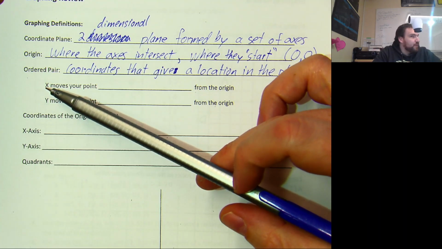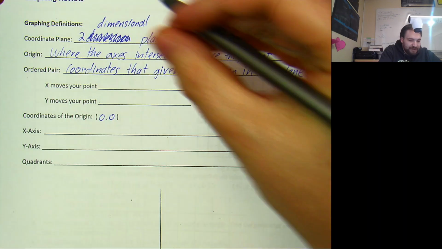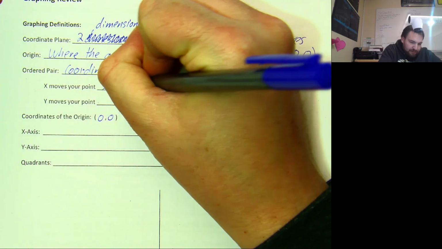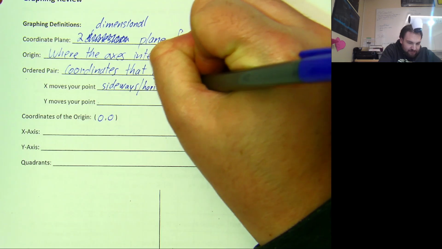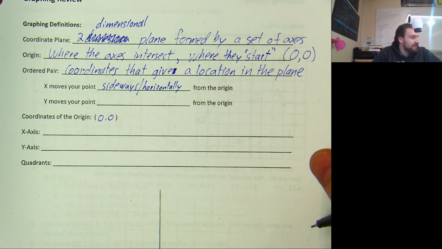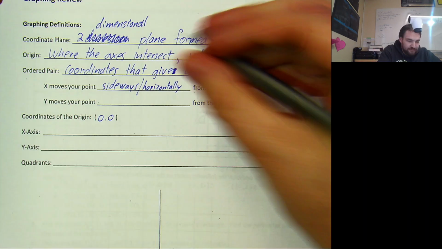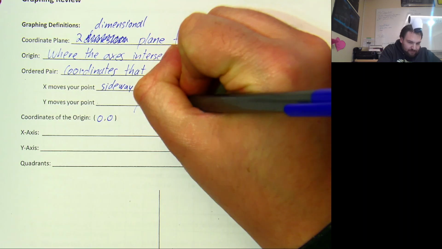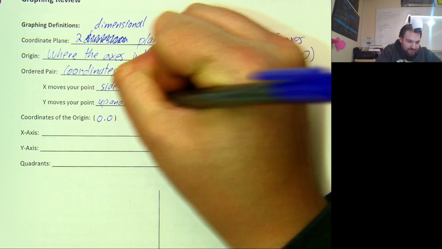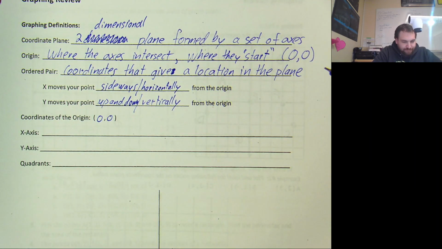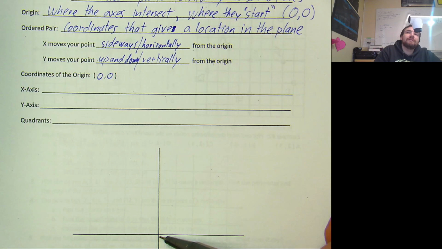The x coordinate does what? Yeah, moves you sideways. Sure, I'll put all those words in here. Sideways, horizontally, left and right. I can't fit those in there. Y does what? From the origin. We've already established the coordinates of the origin, 0, 0. That point right there. Does that make sense?